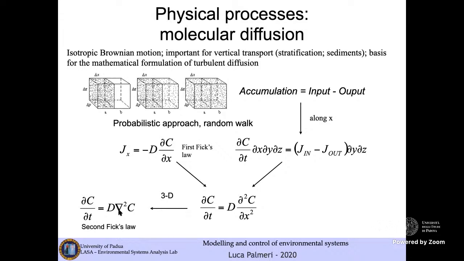This is another differential operator. These represent second order spatial derivatives, this operator. So that we may say that in 3 dimensions, the generalization tells us that the variation in time of the concentration C is equal to the diffusion coefficient D, but in this case it is a 3-dimensional diffusion coefficient, times the Nabla operator of the concentration, that is the second order derivative in space of the concentration.